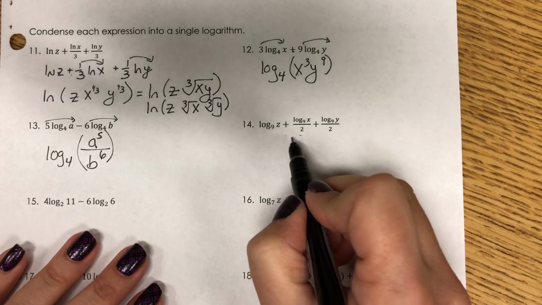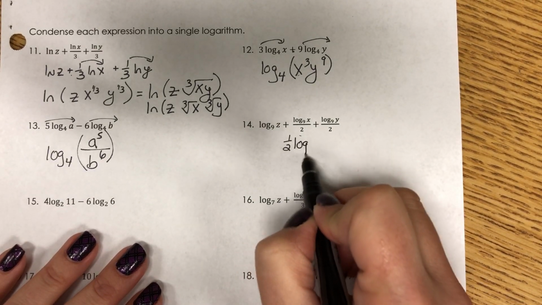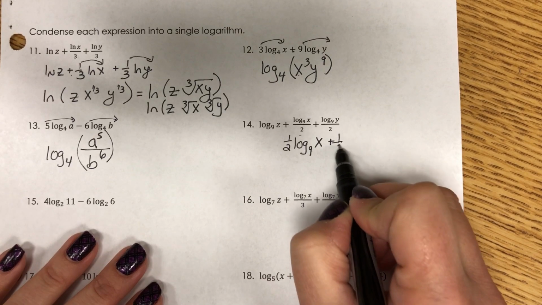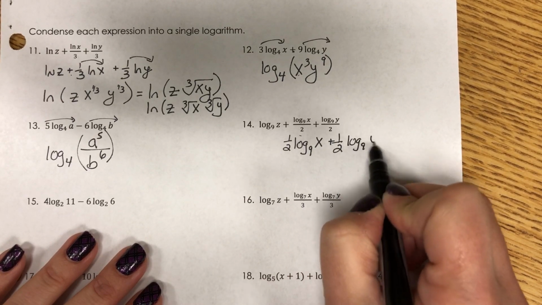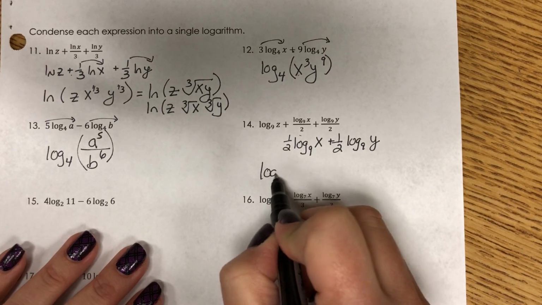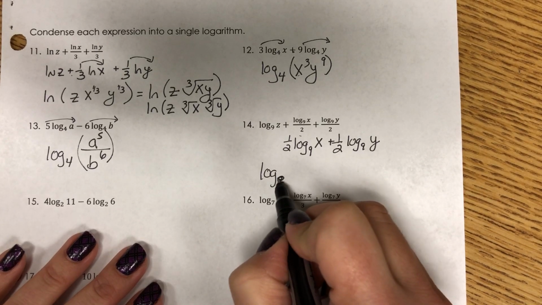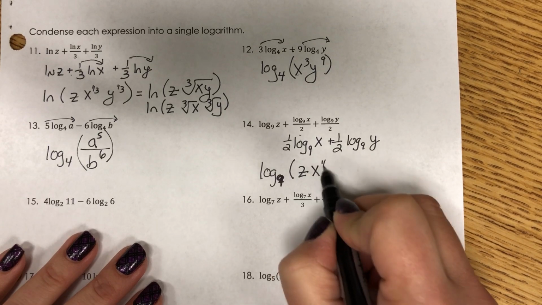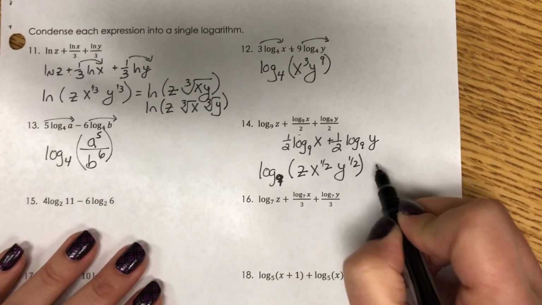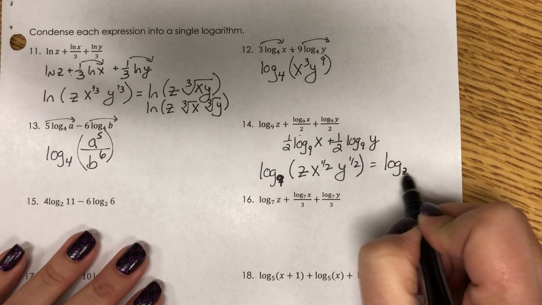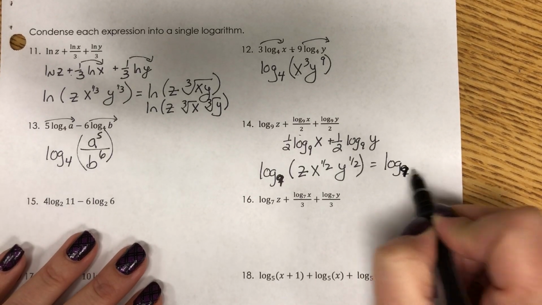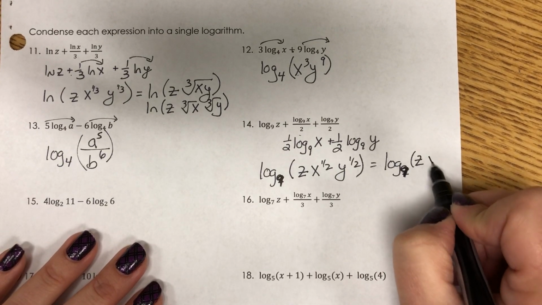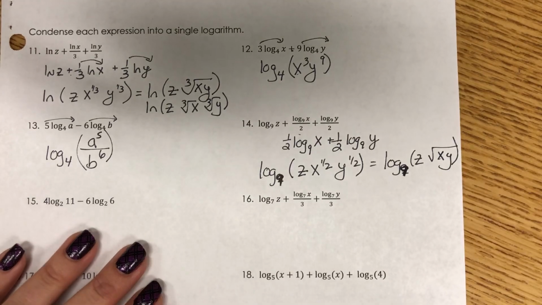Here's that tricky notation again. This is like 1/2 log base 9 of x plus 1/2 log base 9 of y. Everything is added. So that's z, x to the 1/2, y to the 1/2. Which you can write, base 9 of z square root of x times y.